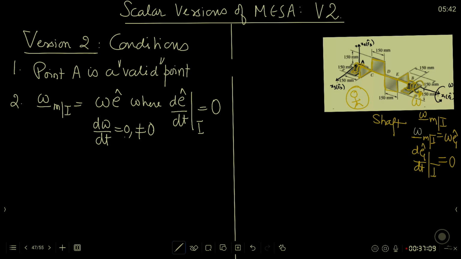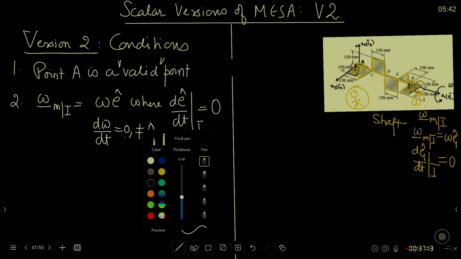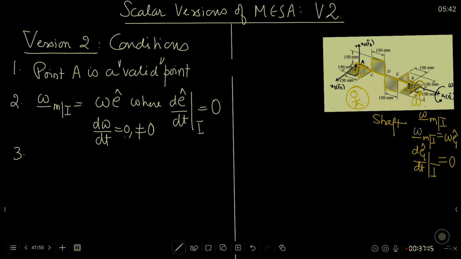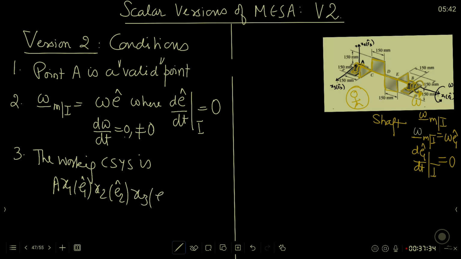Number 3 is the working coordinate system is A x1 E1, x2 E2 and x3 E3, where A is a part of RB. Okay, A is a valid point, A is a part of RB, and the working coordinate system is this.